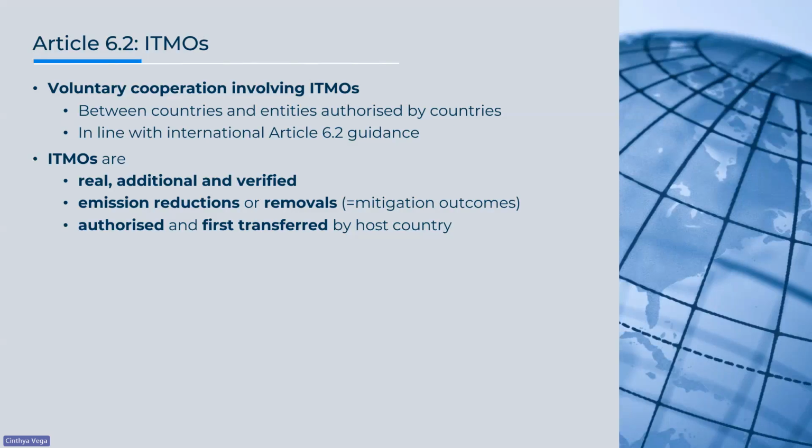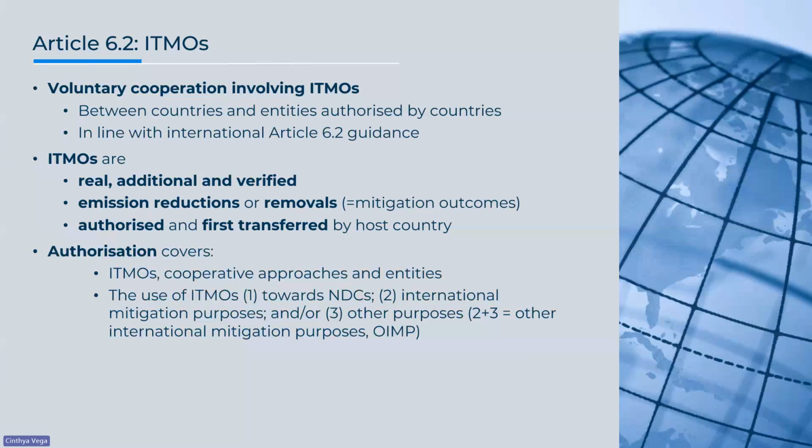So I don't know where you exactly stopped listening to me, but let's go back a little bit. Article 6.2 sets this framework for the voluntary cooperation and basically sets requirements for authorization, accounting, and reporting of ITMO transactions. ITMOs must be real, additional, and verified mitigation outcomes. And as Hanna explained before, mitigation outcomes is the umbrella term for emission reductions or removals. So we jointly refer to them as mitigation outcomes. Then, and this happened in Baku at COP29, it was further clarified that a mitigation outcome becomes an ITMO if and only when it is authorized and first transferred by the host country. So authorization and first transfer are key processes under Article 6.2.